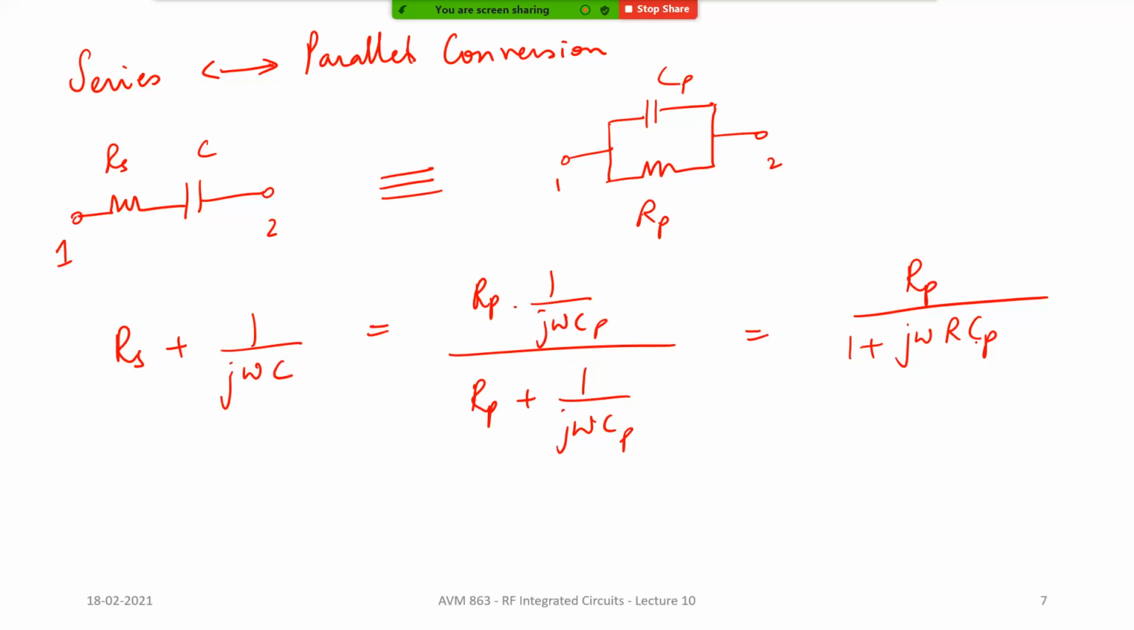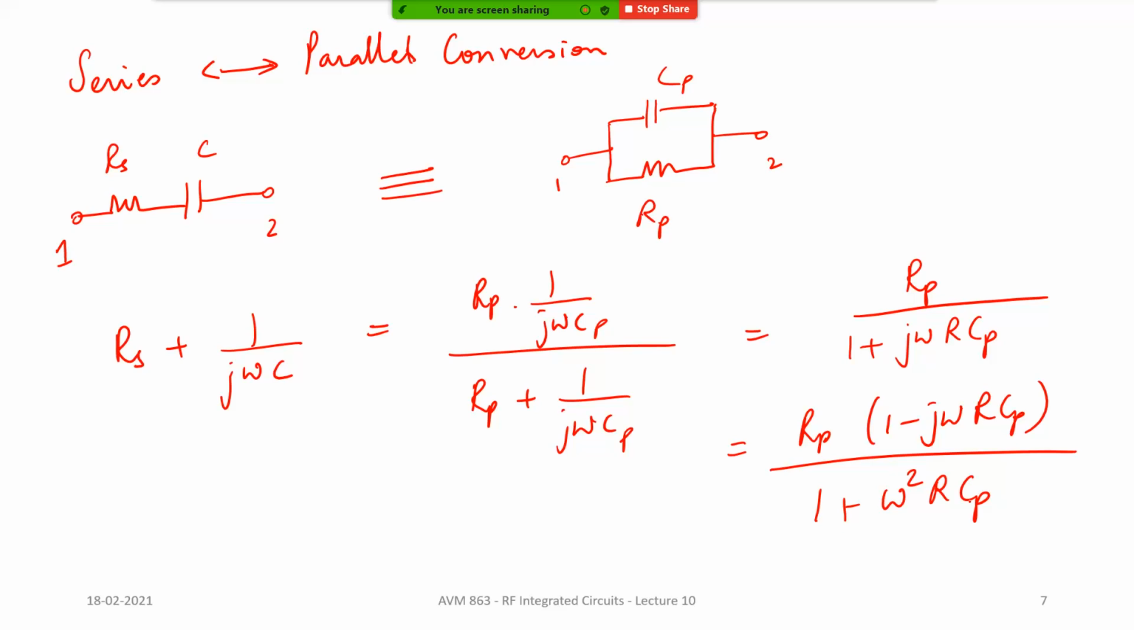Now let's equate the real and imaginary parts. In order to do that, we have to rationalize the two sides. And what should we do? Rp into 1 minus j omega Rp Cp, divided by 1 plus omega squared Rp squared Cp squared. Now let's equate the real part and the imaginary part.